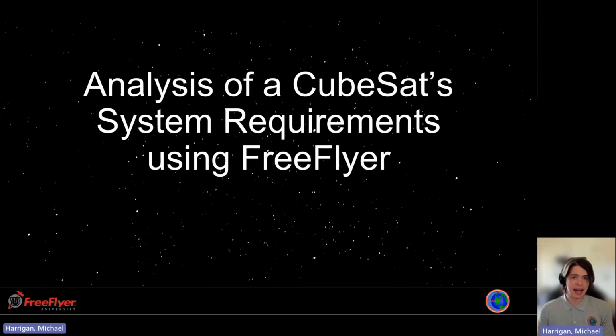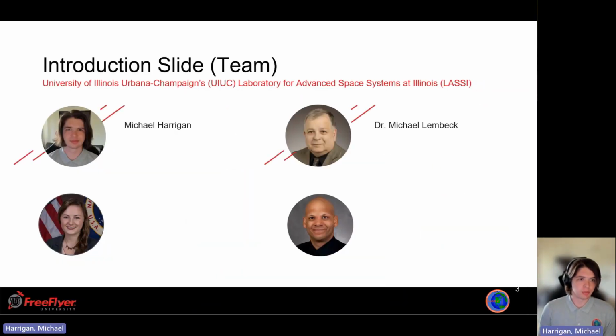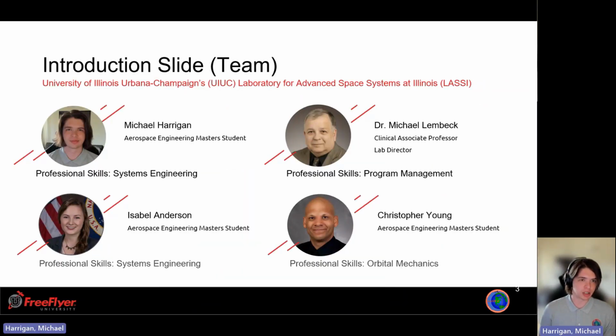Going over an analysis of a CubeSat's system requirements using FreeFlyer. So, a quick introduction to the team that worked on this. It isn't a one-man show.